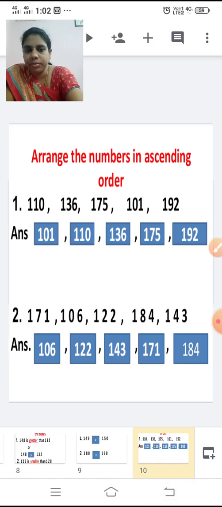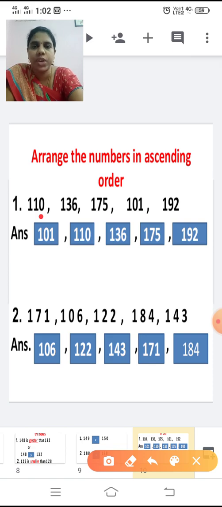110, 136, 175, 101, 192. Now just see all the 5 numbers.